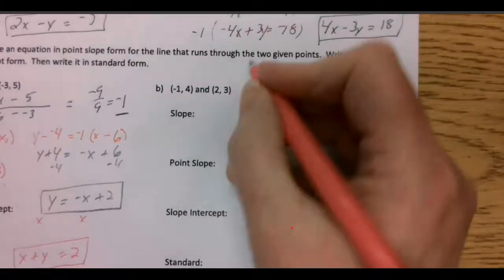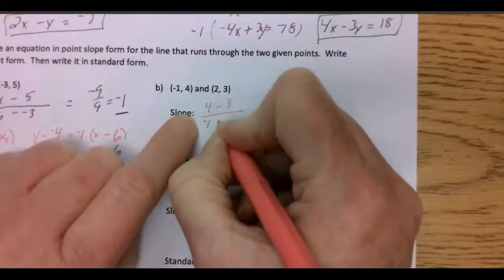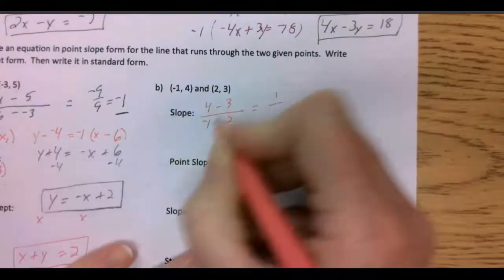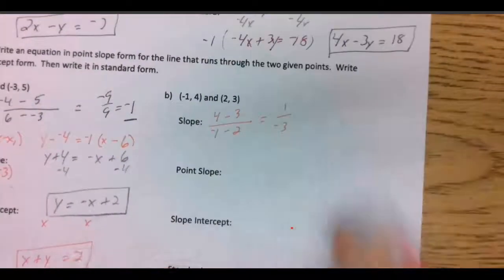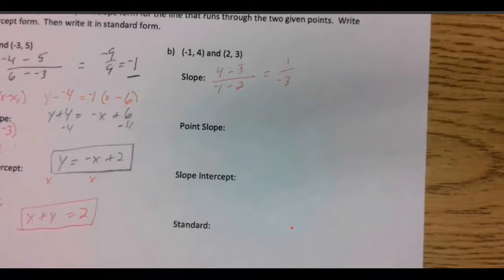So the first thing you're going to do is find slope. 4, negative 1, minus 3, minus 2. We get 1 over negative 3. Ooh, I gave you the yucky one. So hopefully you might have decided I'm going to come back in.